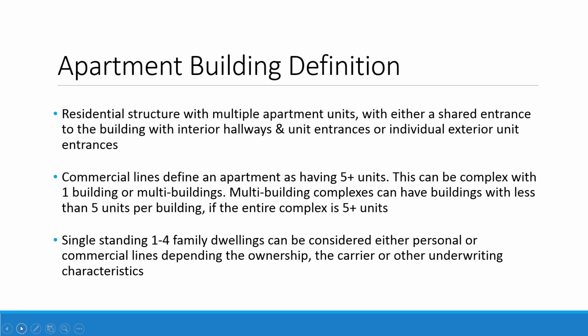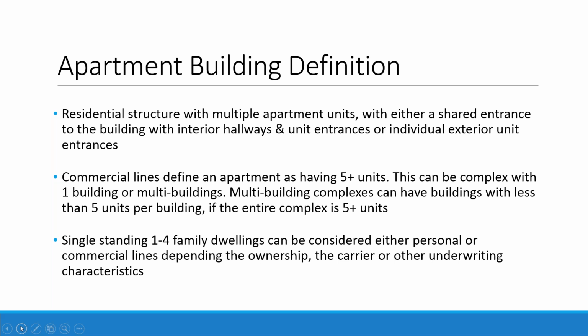It just depends on the ownership, the carrier, and certain underwriting characteristics. For example, here in California, 1 to 4 family dwellings can be difficult to write on the commercial side of things because of the earthquake requirement. So sometimes it's better to write them as personal lines than commercial.